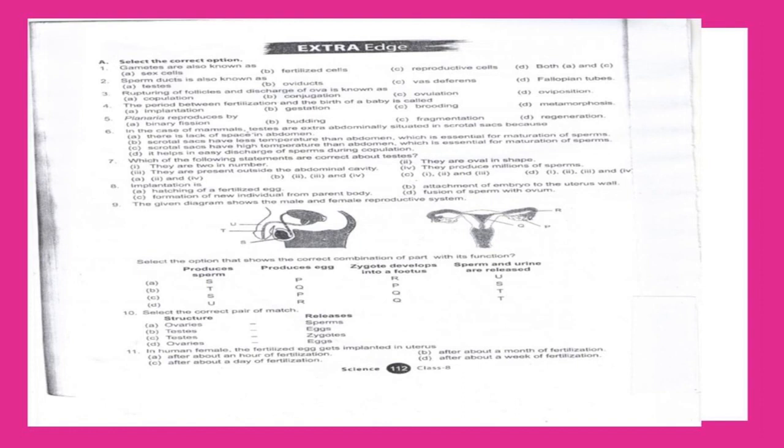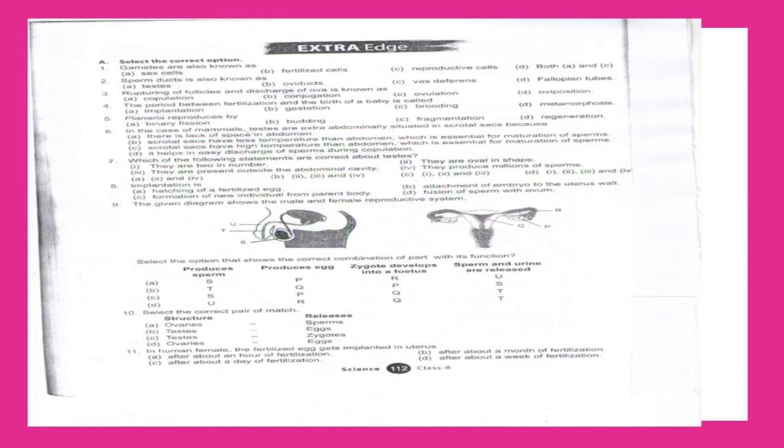Question 6. In the case of mammals, testes are extra-abdominally situated in the scrotal sac because the scrotal sac has a lower temperature than the abdomen, which is essential for maturation of sperm. The answer is correct, C option. Little higher temperature helps in discharge of sperm during copulation. I hope you understand.